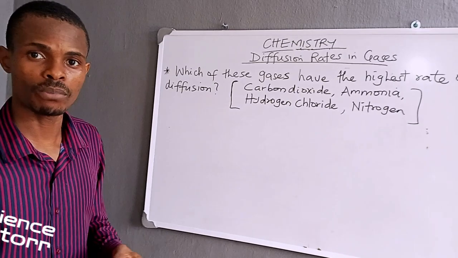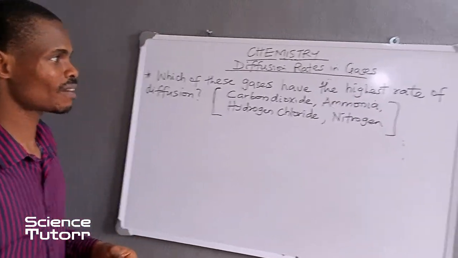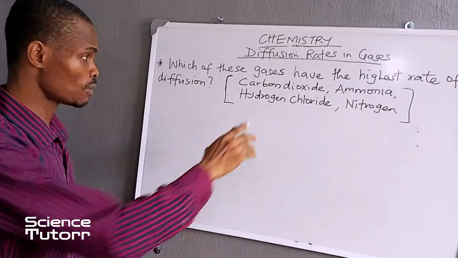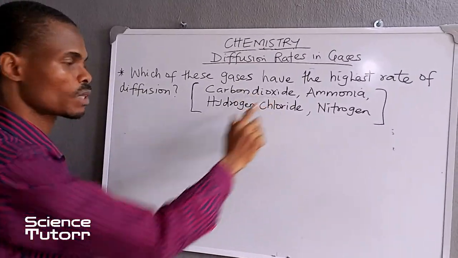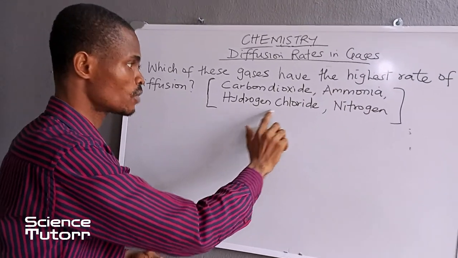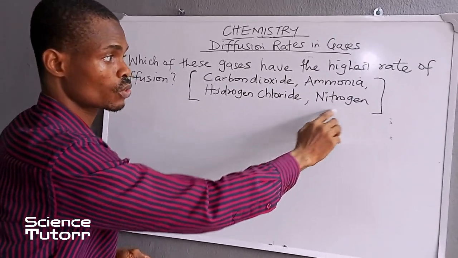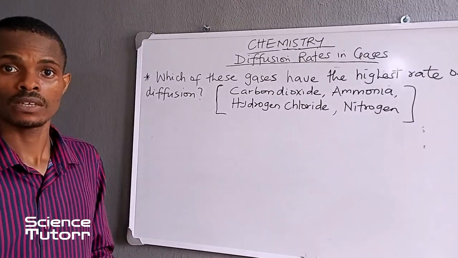We have another example here. We shall be looking at which of these gases has the highest rate of diffusion. In this case we have four gases. The first one is carbon dioxide, the second is ammonia, the third is hydrogen chloride, and then we have nitrogen gas, where nitrogen exists as a diatomic molecule.